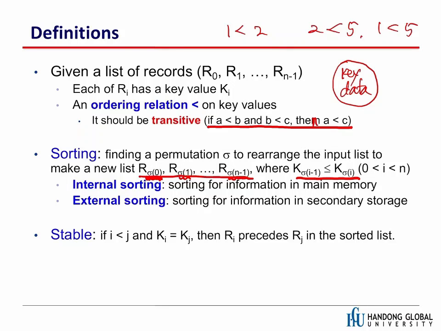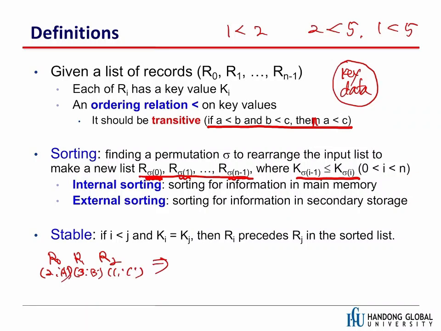Let me take an example for that. So R0, R1, and R2. We have 3 records, each with a key and data. R0 has key 2 and data A, which is just a character. R1 has key 3 and data B. And R2 has a key and data. So this is our original list of records.